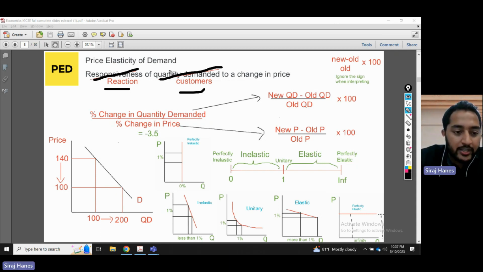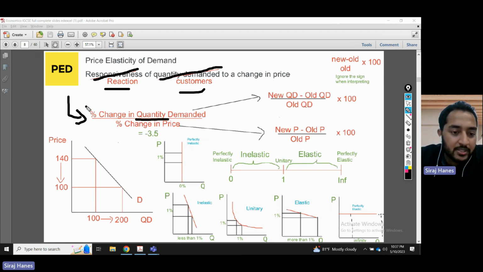For that, we have an equation which goes as percentage change in quantity demanded over percentage change in price. Now everyone confuses this. Just keep in mind the easiest way to remember which one goes where: quantity, no matter what, will always stay at the top. The other factors can change, but quantity will always stay at the top.